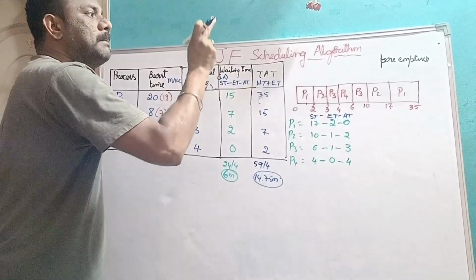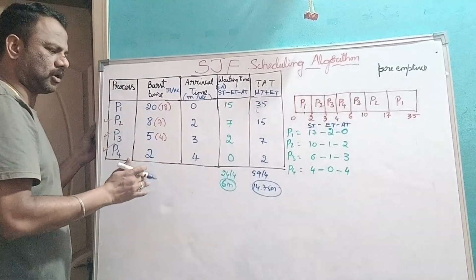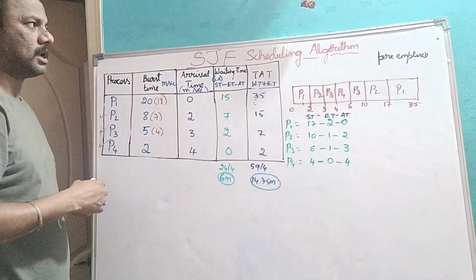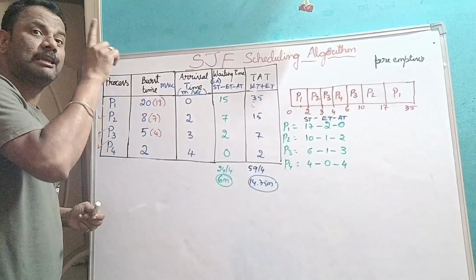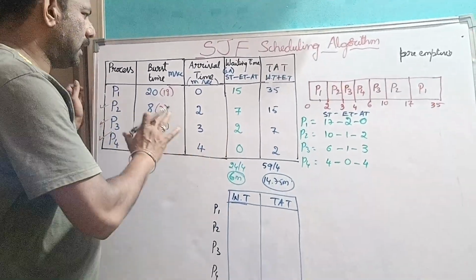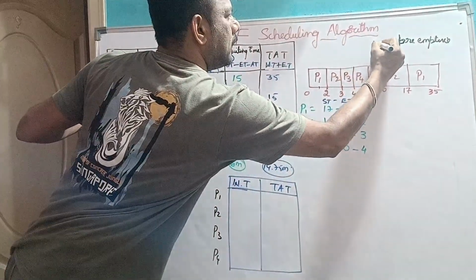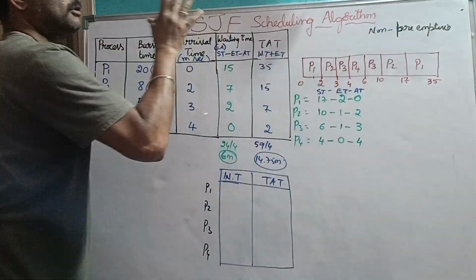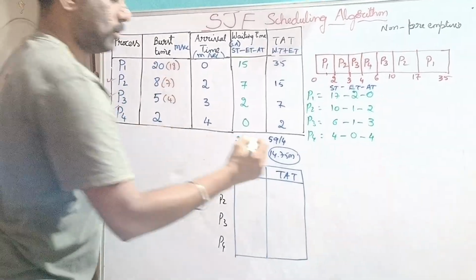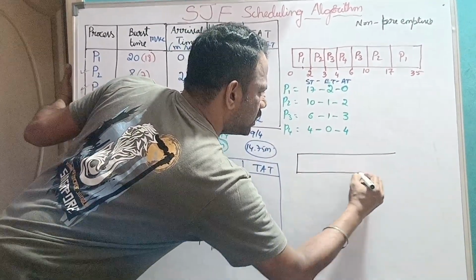Shortest job first preemptive, we applied to this problem. Now we will apply shortest job first non-preemptive to the same problem, the non-preemptive version of shortest job first. So let us take the Gantt chart again.